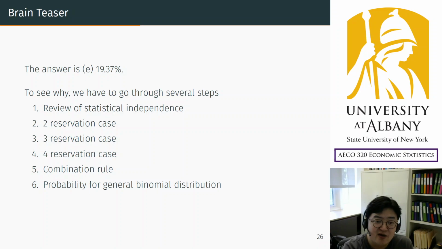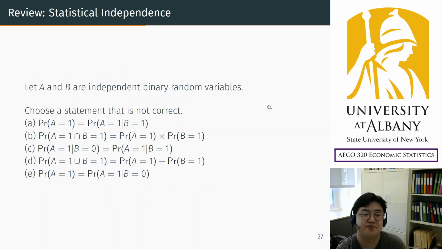To see that, we have to go through several steps. It is not easy to see the full mechanism in one step. So I will go step by step, in 6 different steps. It is a process of generalization. We are going to study when there are 2 reservations, when there are 3 reservations, when there are 4 reservations, and we will generalize from there. The first step is to understand independence.